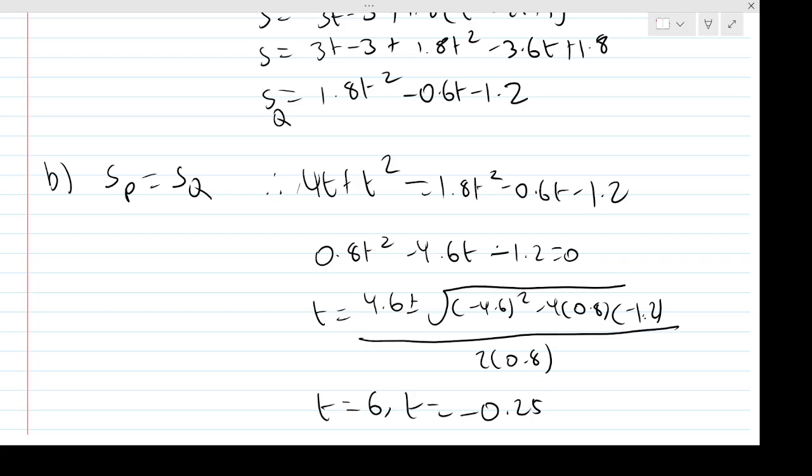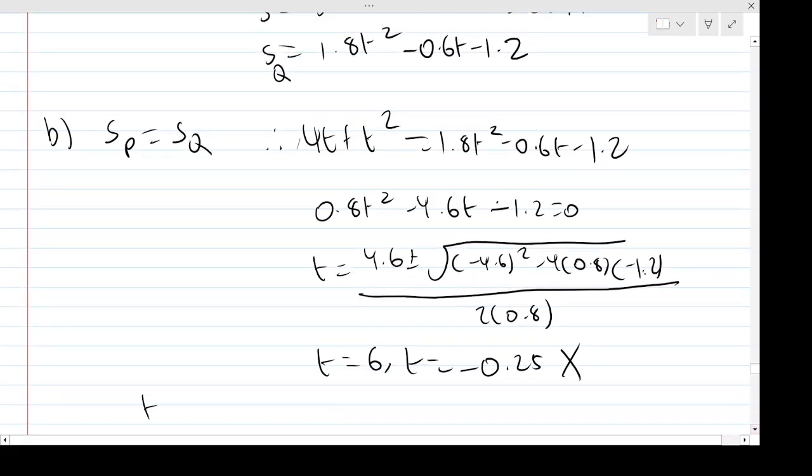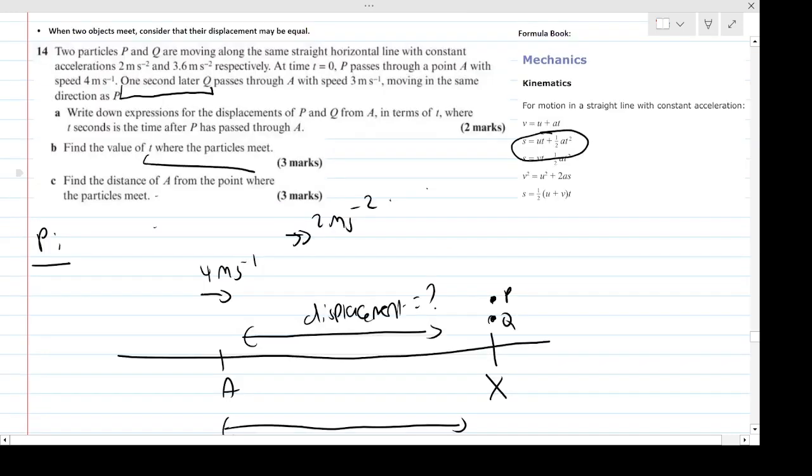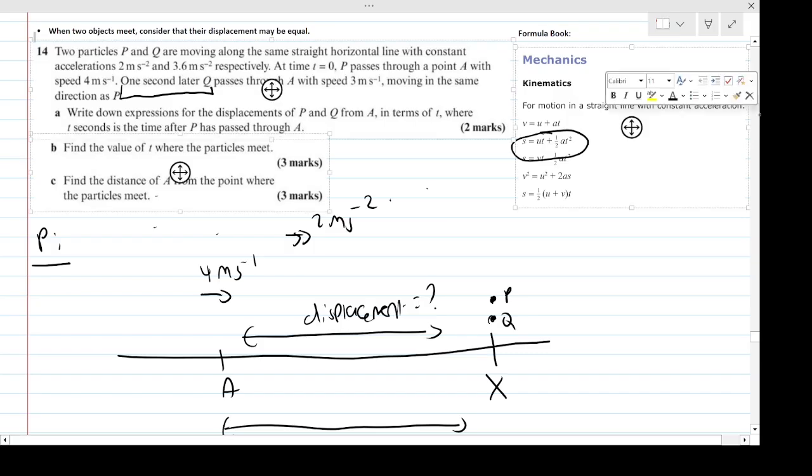Okay, well, obviously this makes no sense. T cannot be negative. T has to be positive. So T must be positive because it's time, right? You can't have negative time. So therefore T has to only be 6. So that is the time when the particles meet. And we know we're right because it's only one value they want. Okay, so we're probably on the right tracks, right?